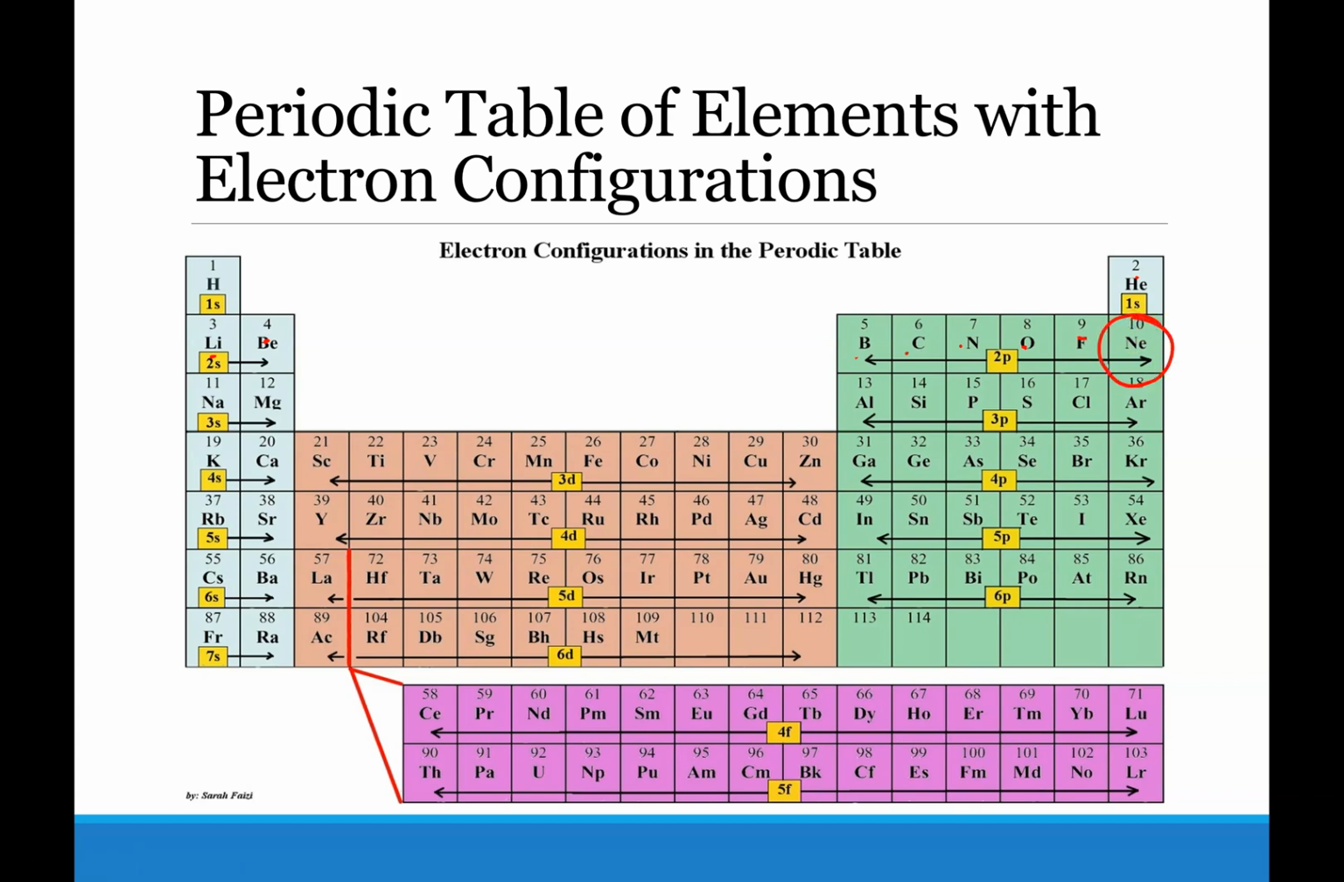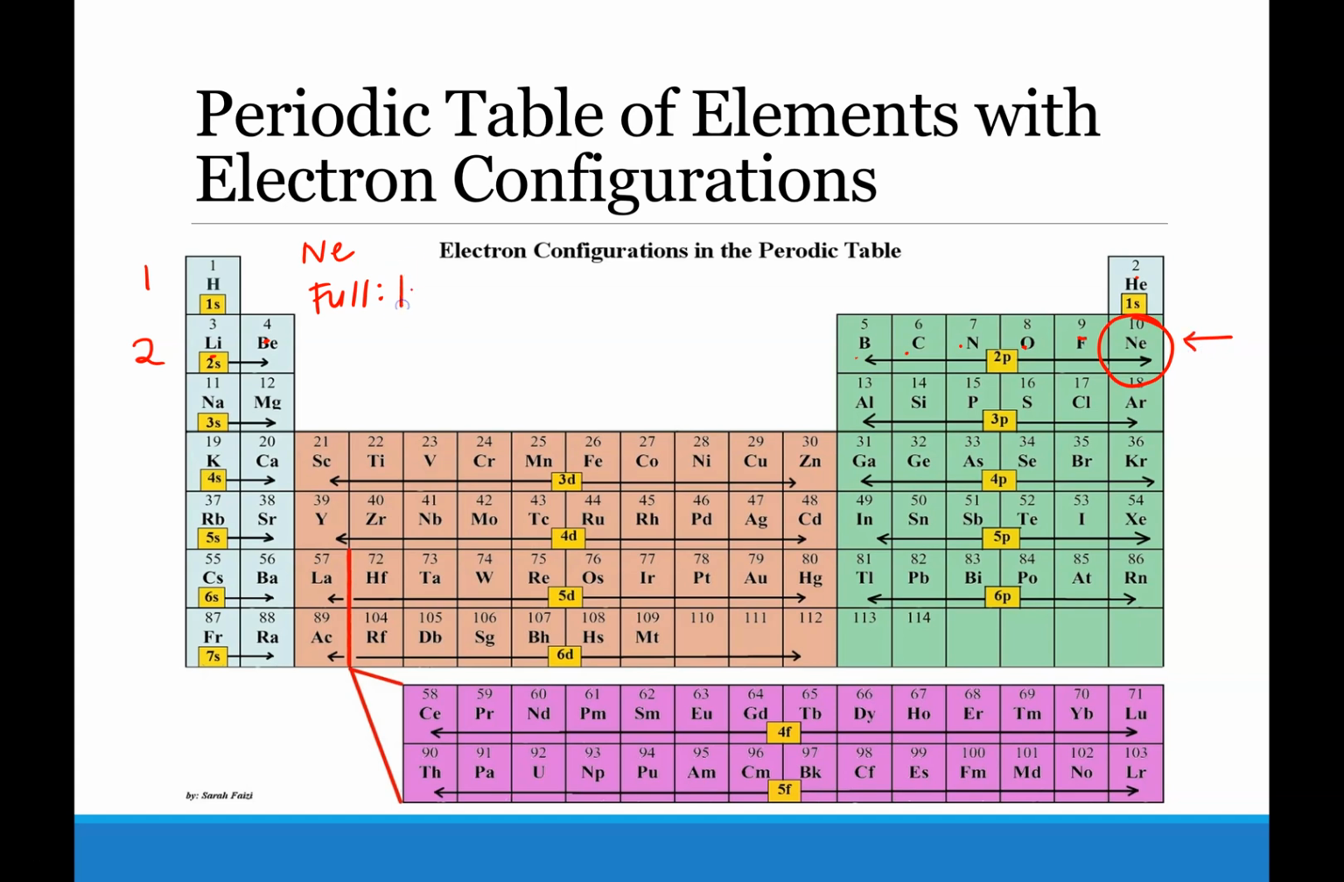So the first thing that you always do whenever you are writing the abbreviated configurations, to make your life a lot easier, is to write the full configuration. So the full configuration for neon. Remember, this is 1 and this is 2, and neon does not go past 2, so we're okay there.